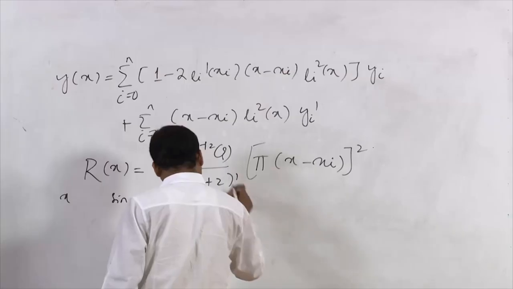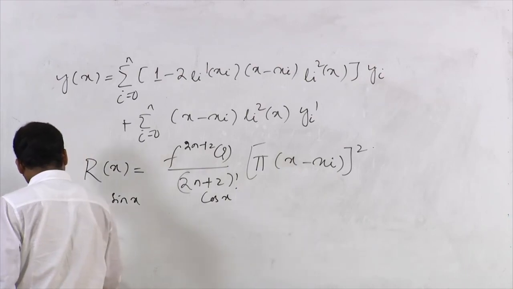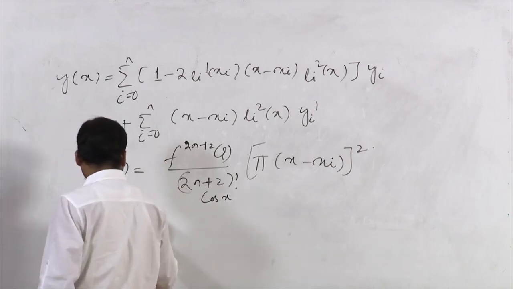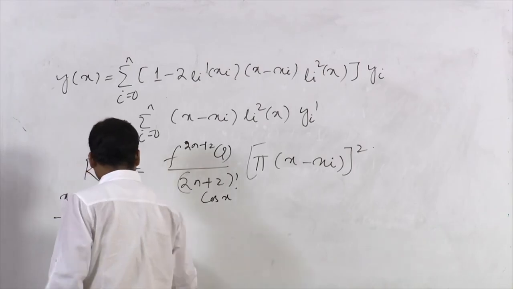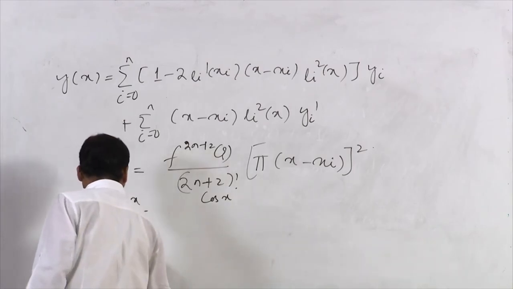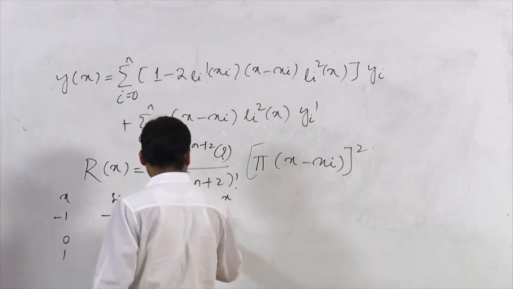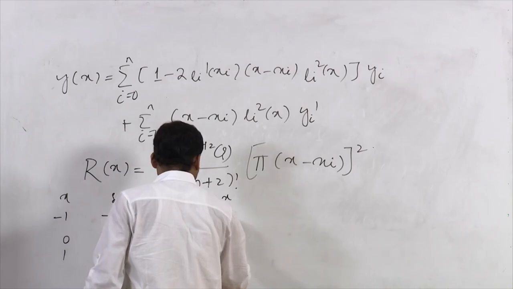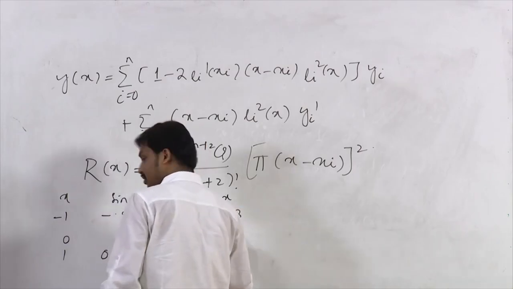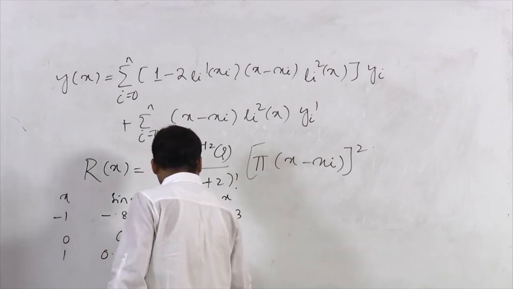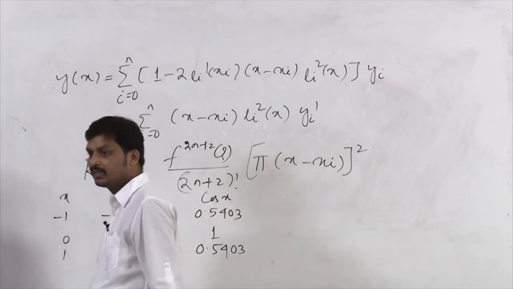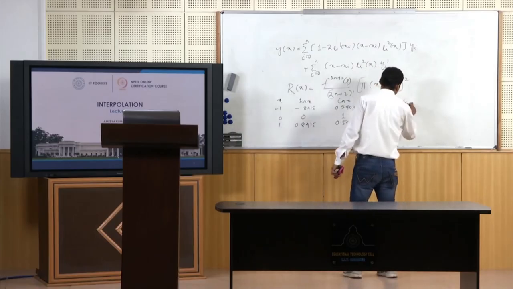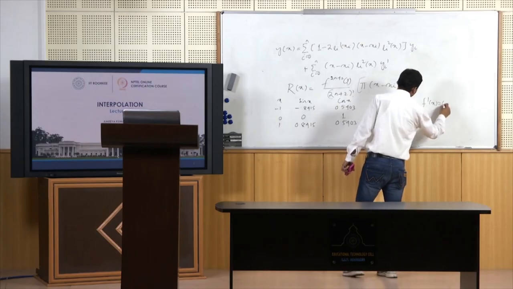So suppose these tabular values are given as x, sin x, cos x here, and the values are like minus 1, 0, 1 and like minus 0.8415, this is 0 and 1 value is 0.8415 here. Similarly, cos values are like 0.5403, cos 0 is 1, then this value is also 0.5403 here. And we have here, if you will just see, f of x is sin x, f dash x is your cos x here.